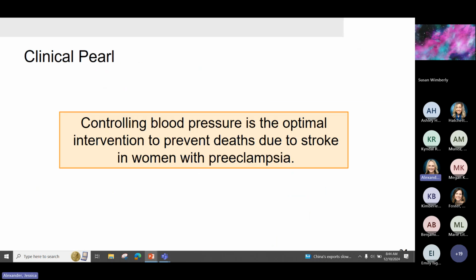Controlling blood pressure is the optimal intervention to prevent deaths due to stroke in women with preeclampsia. Take this opportunity to emphasize that the blood pressures recommended for intervention in pregnancy are sometimes different than those in a non-pregnant state. Their autoregulation is different, and they're at much higher risk for stroke than a non-pregnant patient.